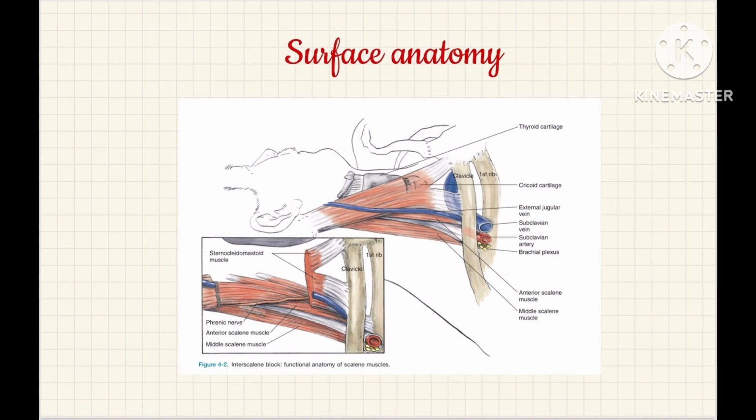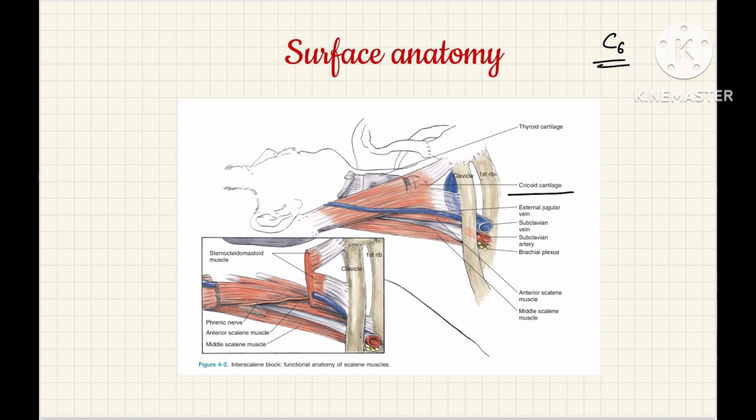So, technically, we perform this block at the level of the C6 vertebral body, which corresponds to the cricoid cartilage. So, if you project a line lateral to the cricoid cartilage, we are at C6 level. One should be able to roll off the fingers from the sternocleidomastoid muscle onto the belly of the anterior scalene muscle and then into the interscalene groove. When firm pressure is applied, in most individuals, it is possible to feel the transverse process of the C6 vertebra.